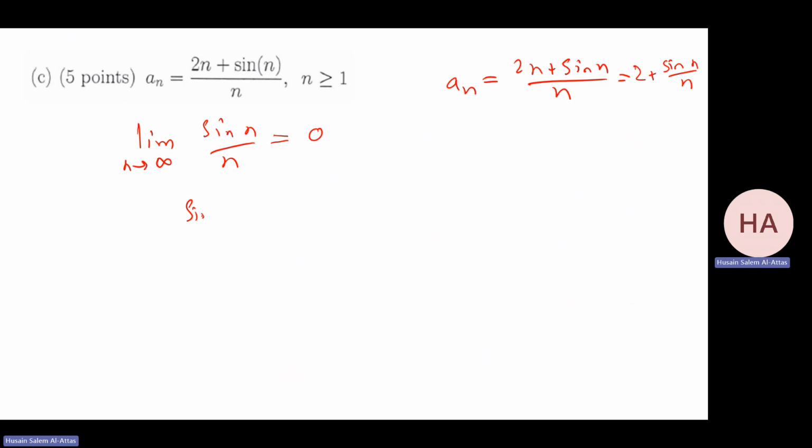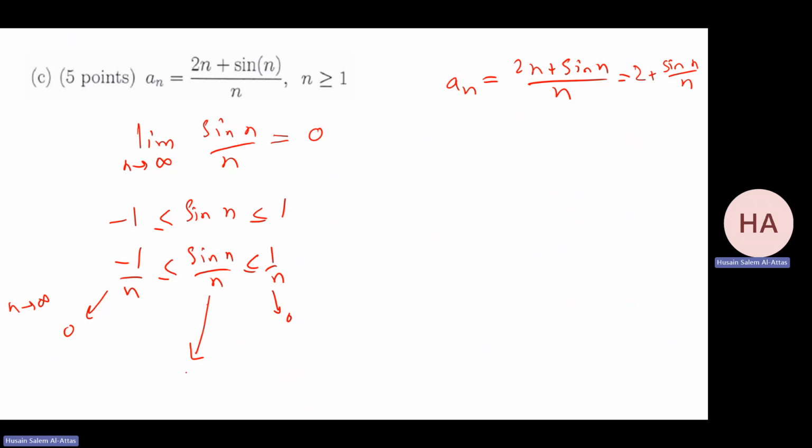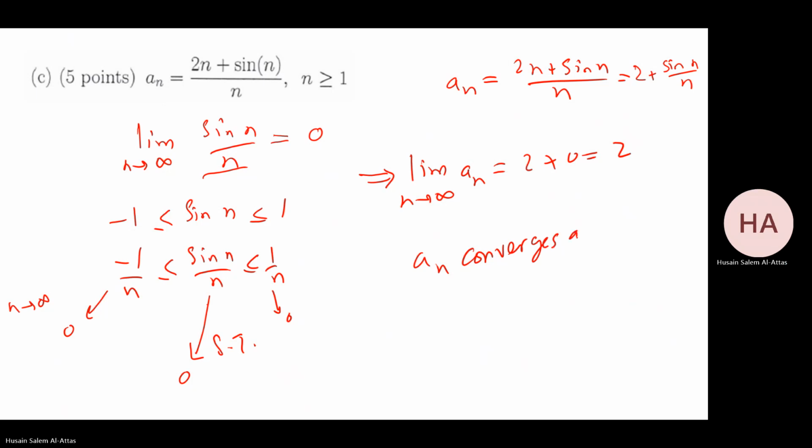Why? Because sine n is between -1 and 1, and sine n over n is between -1 over n and 1 over n. This goes to 0, and this goes to 0 as n goes to infinity. So this goes to 0 by the squeeze theorem. So this limit equals 0. That implies the limit as n goes to infinity of a_n will be 2 plus 0, which is 2. So a_n converges and its limit is 2.